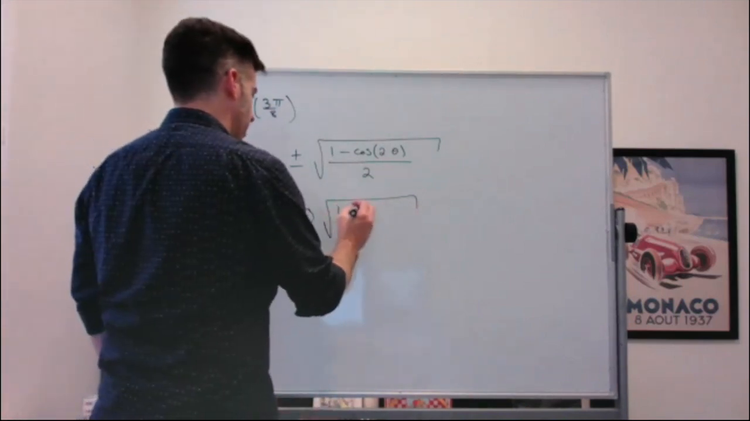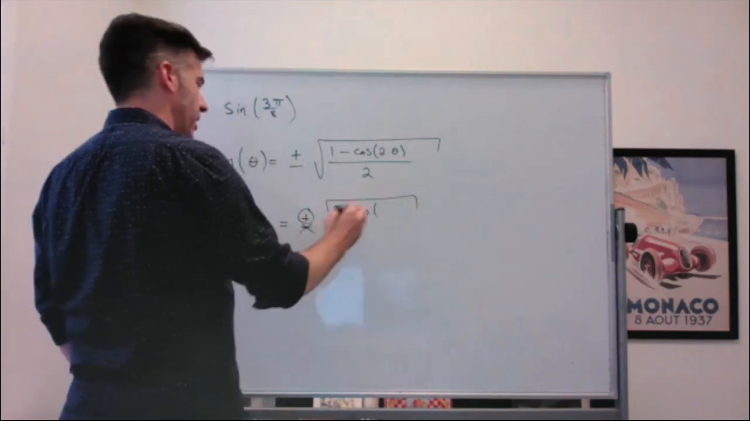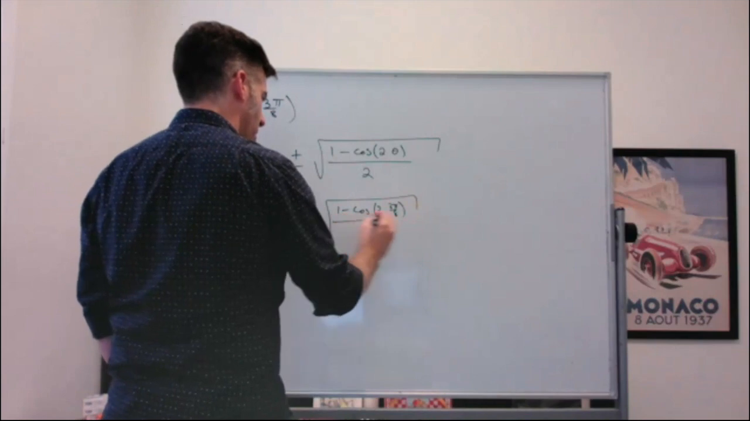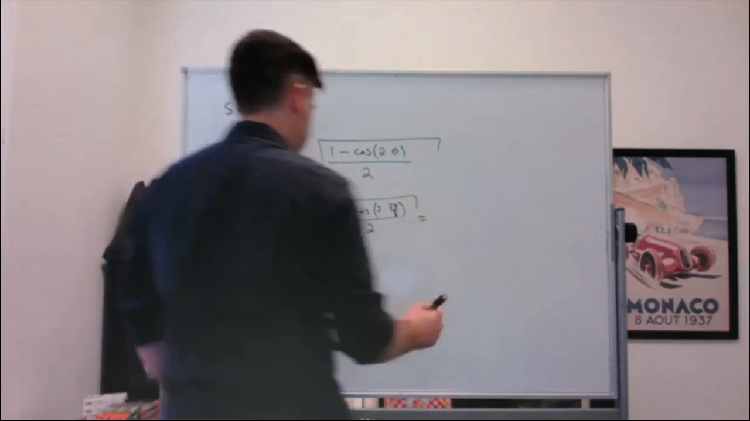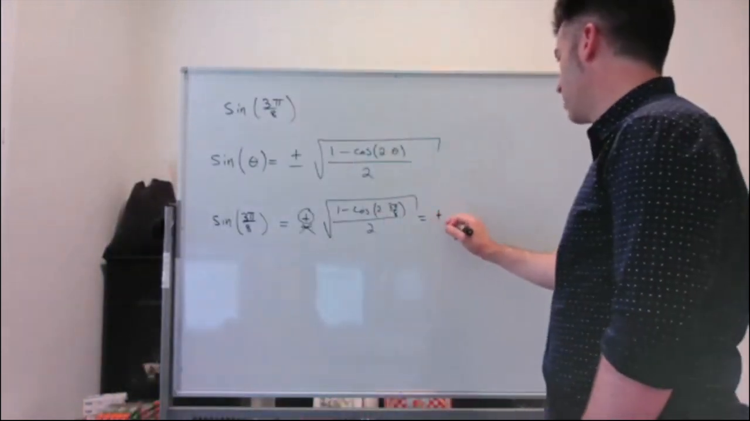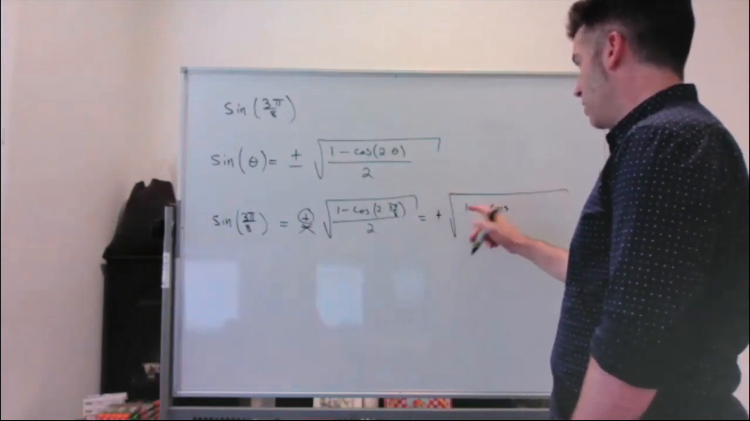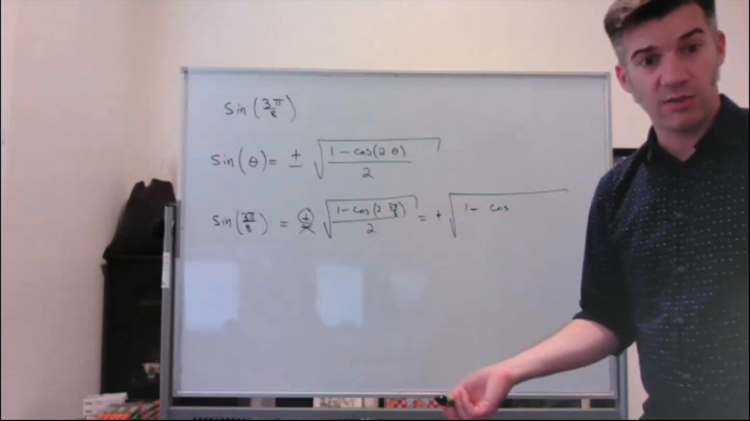And then it's going to be 1 minus cosine of 2 times 3 pi over 8, all over 2. That's going to be the positive square root of 1 minus cosine of 2 times 3 pi over 8, which is 3 pi over 4.